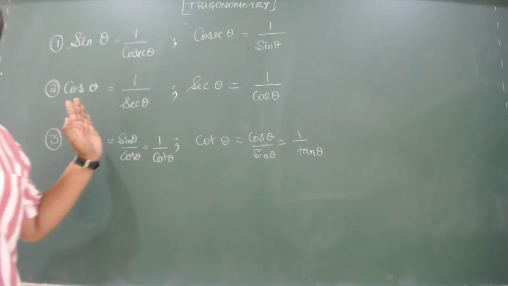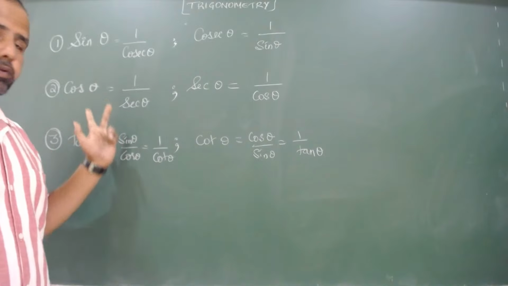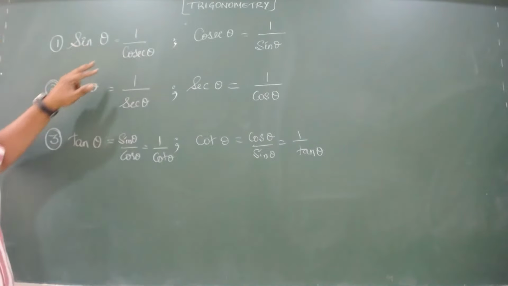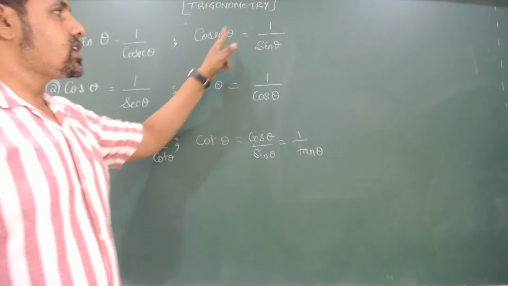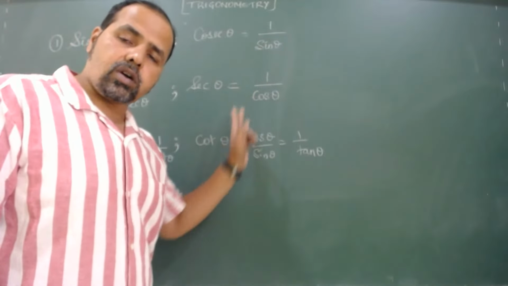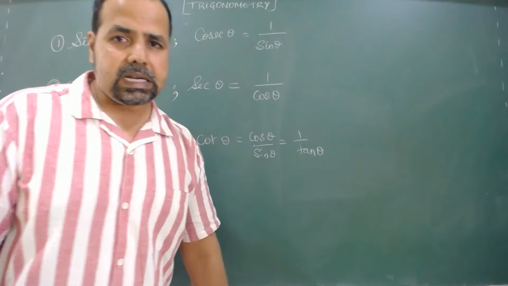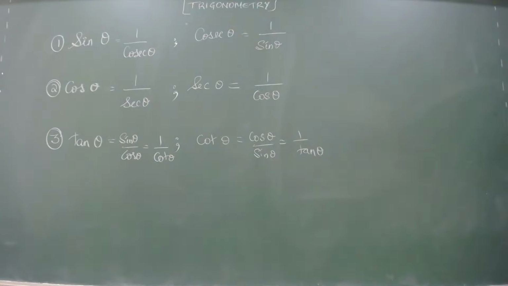This is the reciprocal function which we have written. First I wrote the trigonometric ratios, next I am writing the reciprocal functions. Sin is 1 by cosec, cos is 1 by sec, tan is 1 by cot. Same way cosec is 1 by sin, sec is 1 by cos, and cot is 1 by tan. These are your trigonometric ratios.